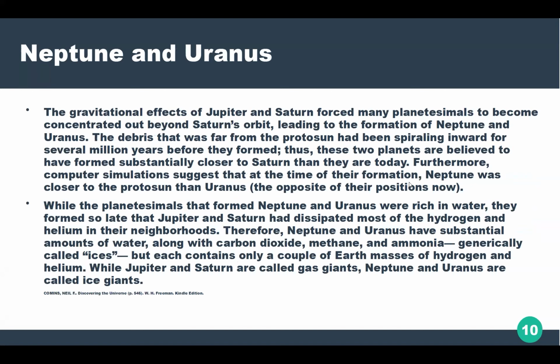While the planetesimals that formed Neptune and Uranus were rich in hard water, they formed so late that Jupiter and Saturn had dissipated most of the hydrogen and helium in their neighborhoods. Therefore, Neptune and Uranus have a substantial amount of water, along with carbon dioxide, methane, and ammonia, generically called ices. But each contains only a couple of Earth masses of hydrogen and helium. While Jupiter and Saturn are called gas giants, Neptune and Uranus are called ice giants.